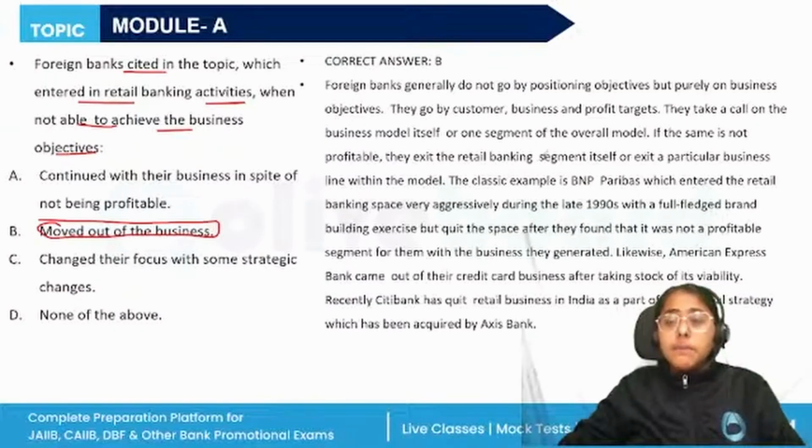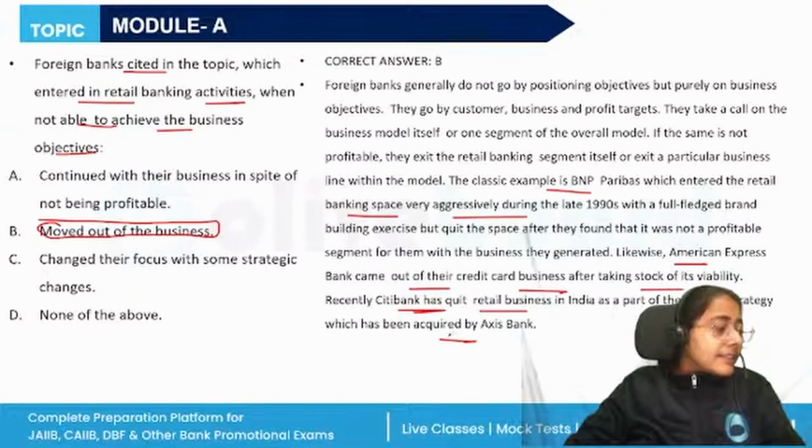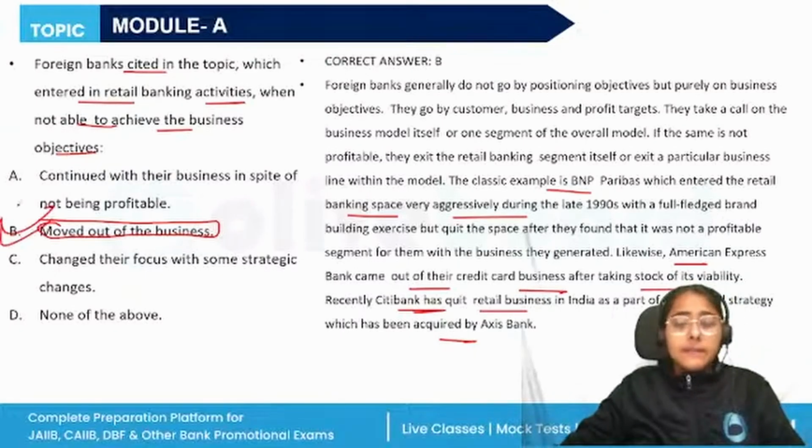The classic example is BNP Paribas, which entered the retail banking space very aggressively during the late 1990s, but they found that it was not a profitable segment, so they exited. Similarly, American Express Bank also came out with their credit card business after taking stock of its viability. And recently, Citibank has quit the retail business in India, and it has now been acquired by Axis Bank. All right, so the correct answer is option B.